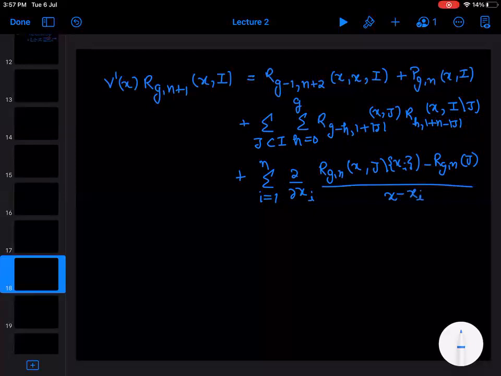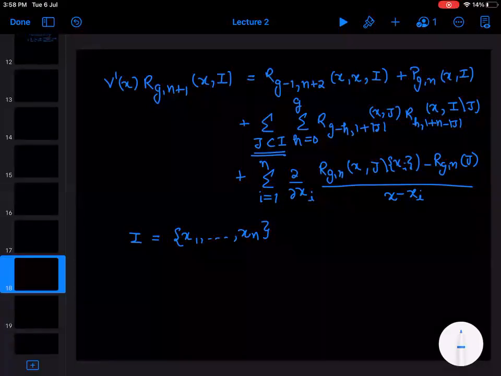Okay, so this is my generic loop equation. There are some notations that I need to explain, so I will do that. This I is nothing but the set of these parameters x1 to xn, and this sum here is over all the subsets of I. This mod J denotes the number of elements in J.